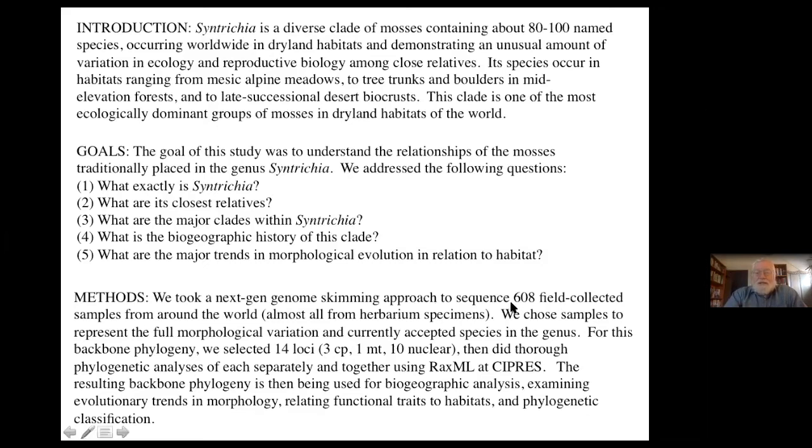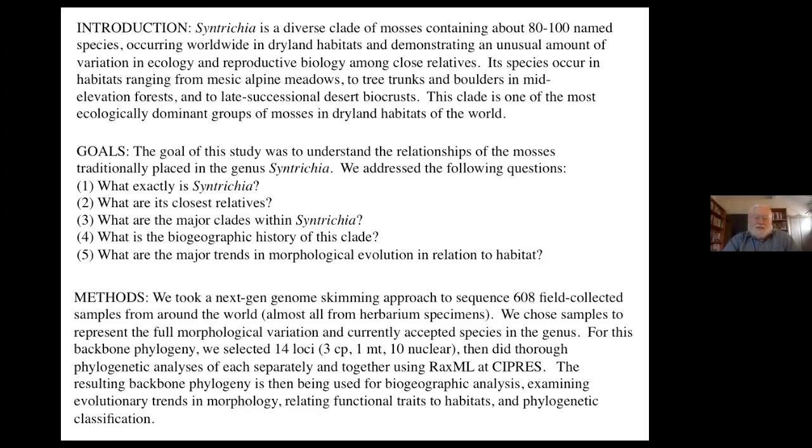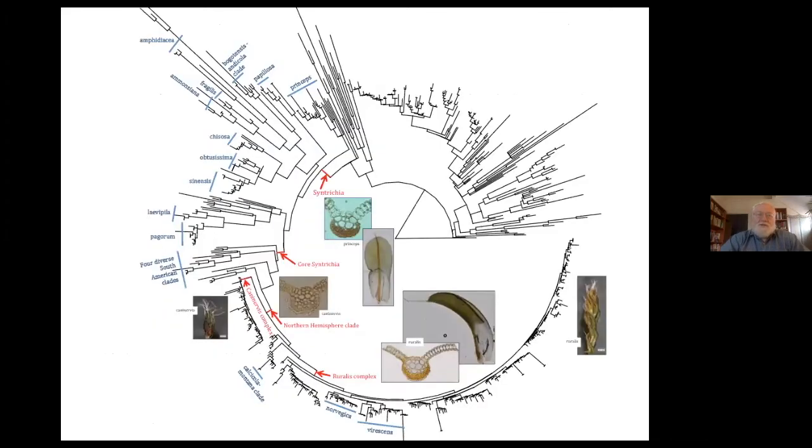We had 608 samples that we collected. Many were herbarium specimens, some were from what we had collected. We tried to represent all the things that had been called species. Many of them just appear not to be related to each other, but we at least used them as a factor to stratify. And then we built a lot of trees. I can't show you all of them. We've looked at the genes separately and then the genes together in combination to try to figure out what's going on. So I thought I would just show you an outline.